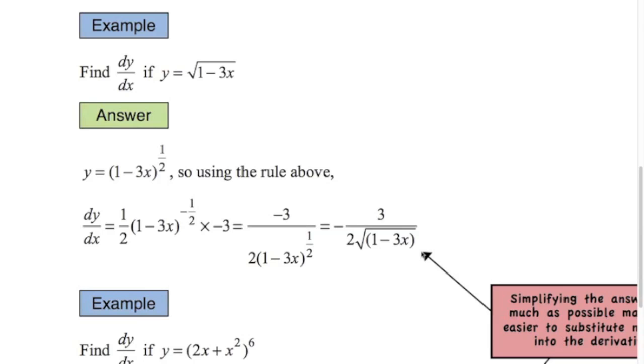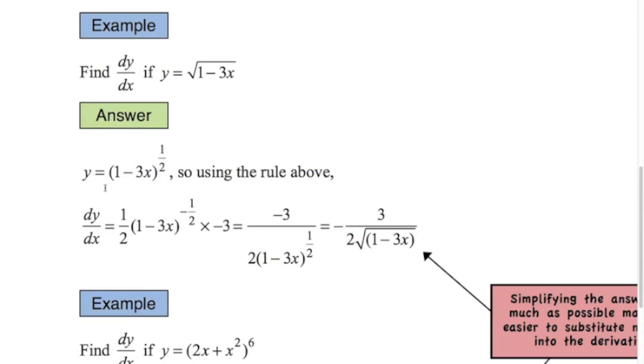Here's an example using that formula. We've got (1 minus 3x) to the power of a half. Remember, square root means power of a half. So using this formula that we've just learnt, and notice here that you can't expand this bracket, you know, power of a half, square root. I can't make this any simpler. So this is where the chain rule really kicks in, really helpful.